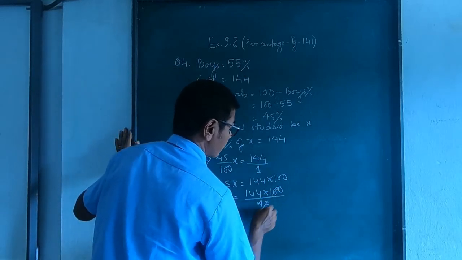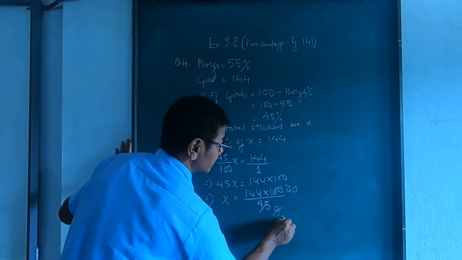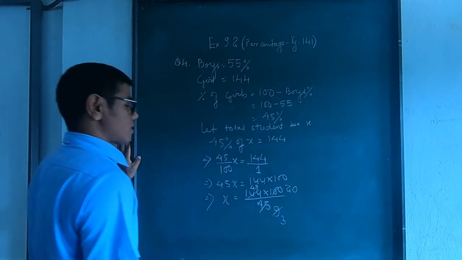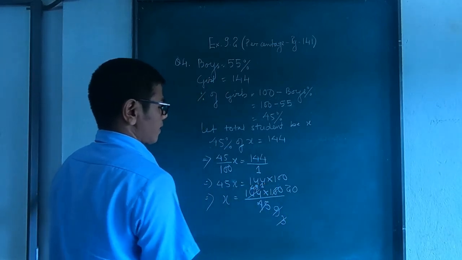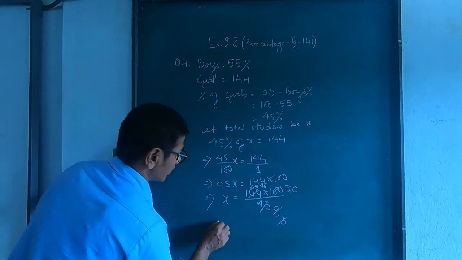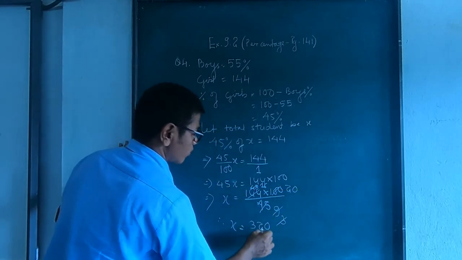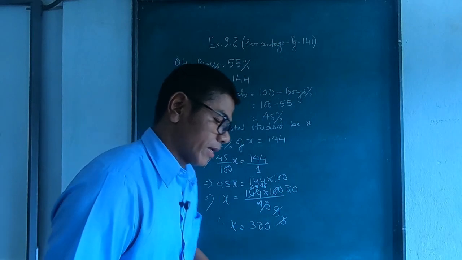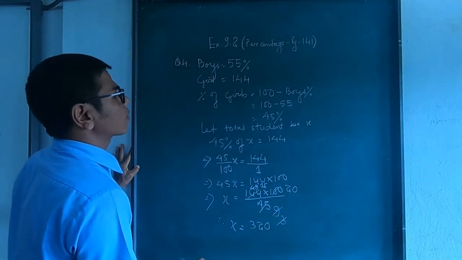Let us cut with 5, 20, and with 5, 9. Let's cut with 3. 3, 3, 3, 4 is 12, 3, 8 is 24. Let's further cut with 3, 1 is 3, and 3, 6 is 18. Thereby, X equal to 16 into 2 is 32, and 0. That means there are a total of 320 students.